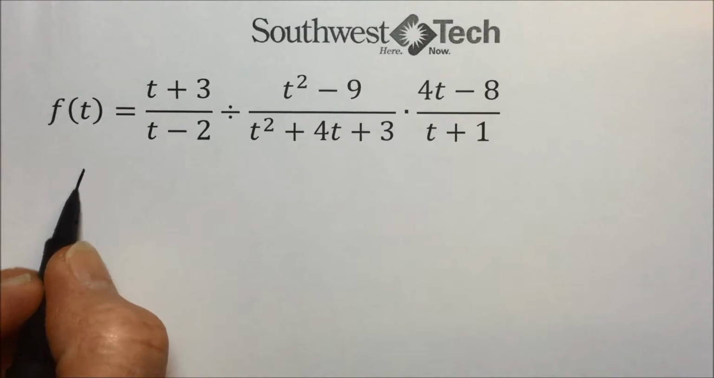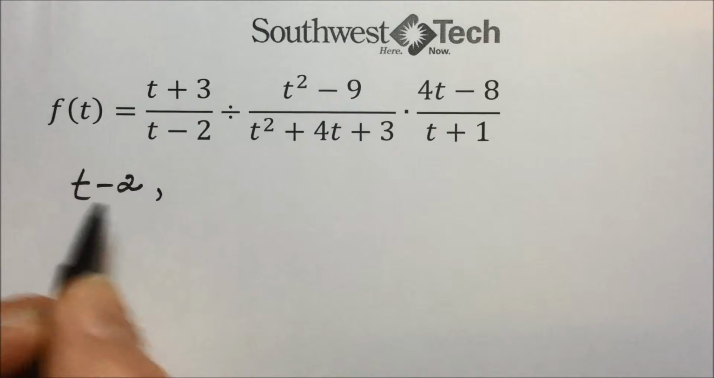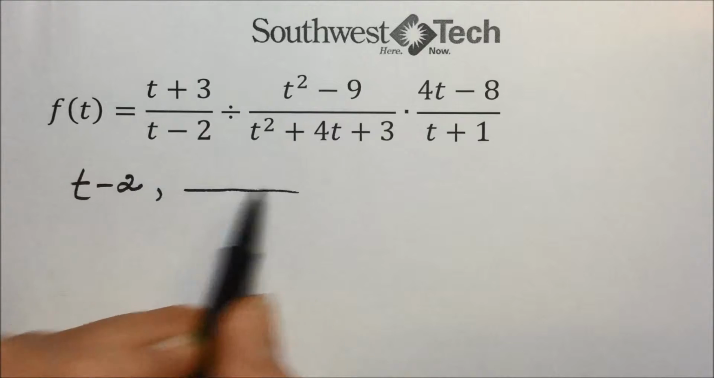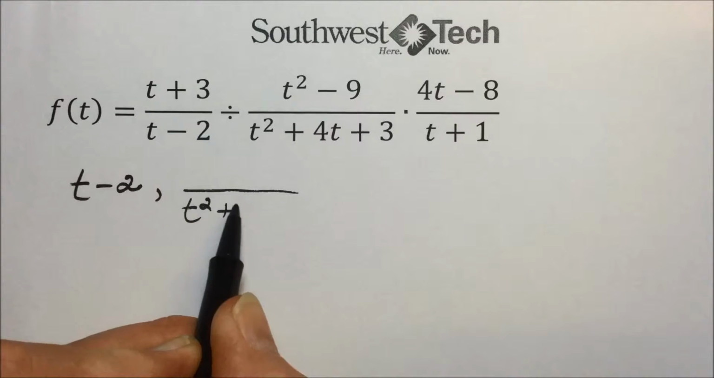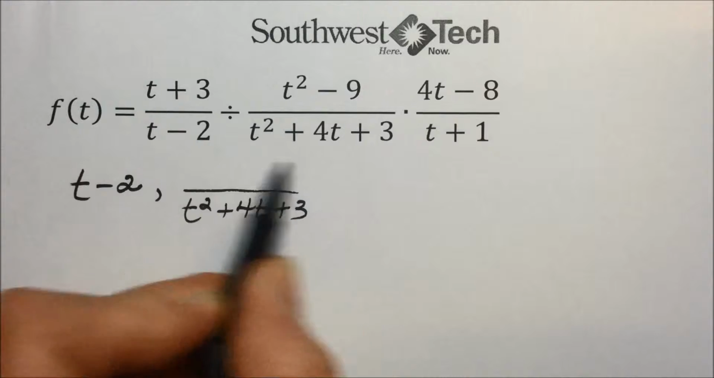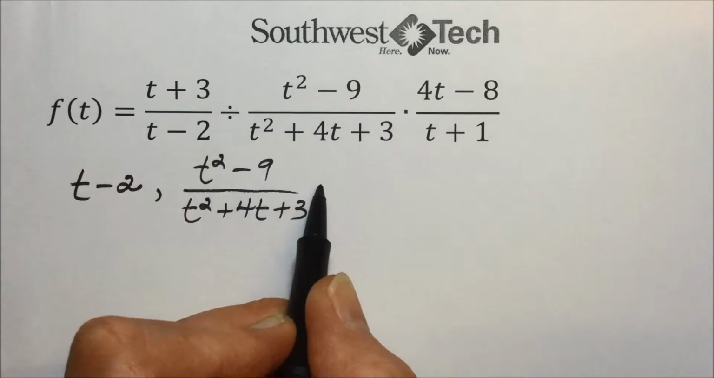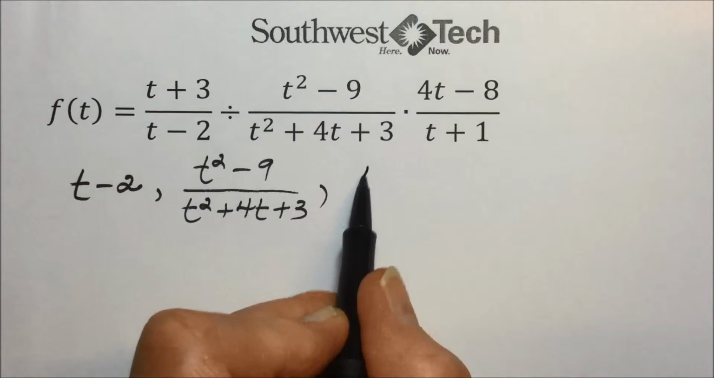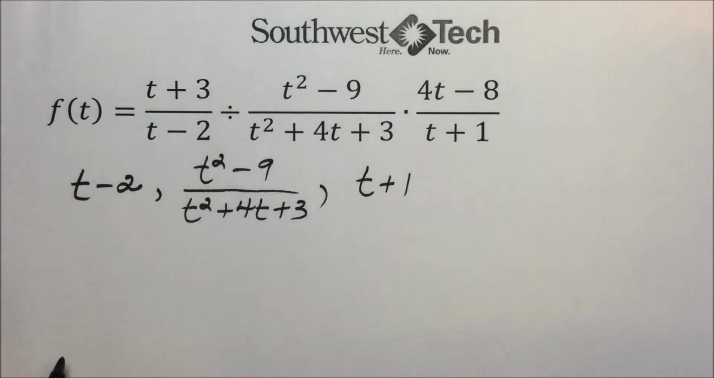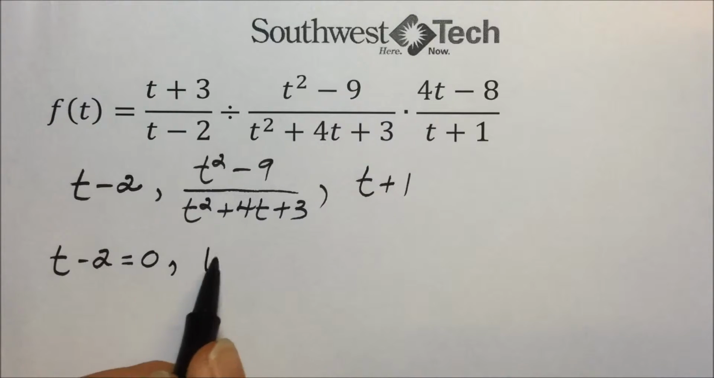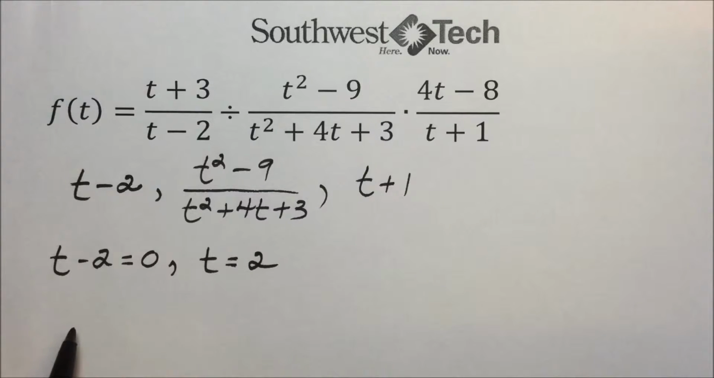We have the obvious first one, t minus 2. We have this, which looks like the divisor right now because of it being in the denominator. But when we invert it, this numerator also will be a divisor that we'll have to watch for a restriction. And then this denominator will be part of our restriction as well. So we will want to avoid when t minus 2 equals 0, which is when t is equal to 2, when you add 2 to both sides.